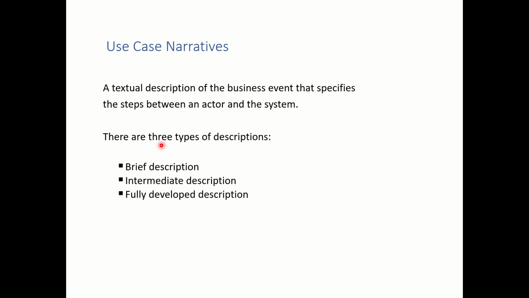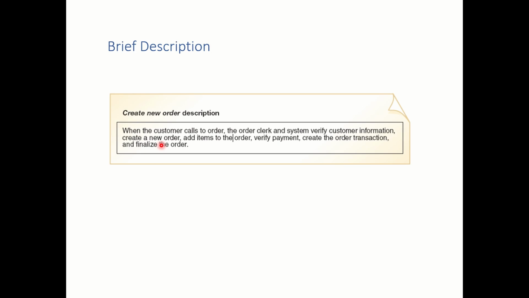So now we will learn about what a use case narrative is. A use case narrative is again a textual description of the business event itself, which specifies the steps between them. It will have a brief description about what your problem is all about, an intermediate description, and a fully developed description. By going through all this description, you will be really thorough about what is happening.